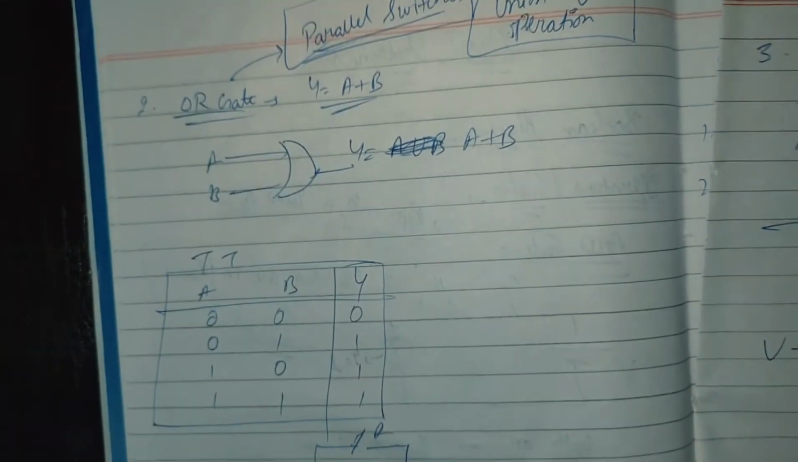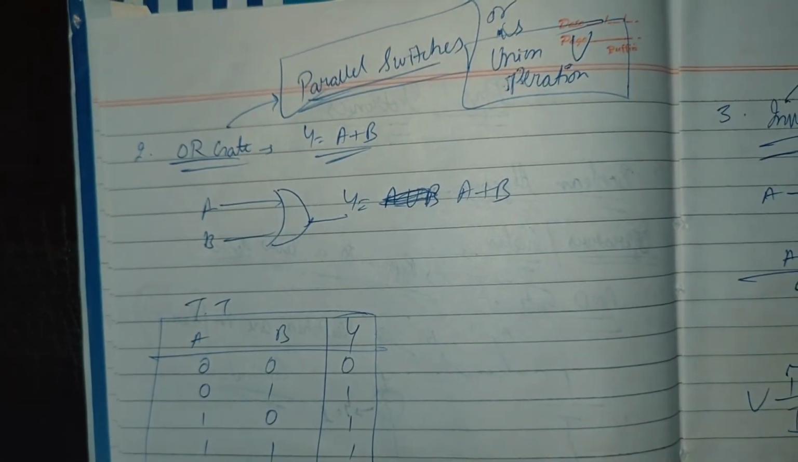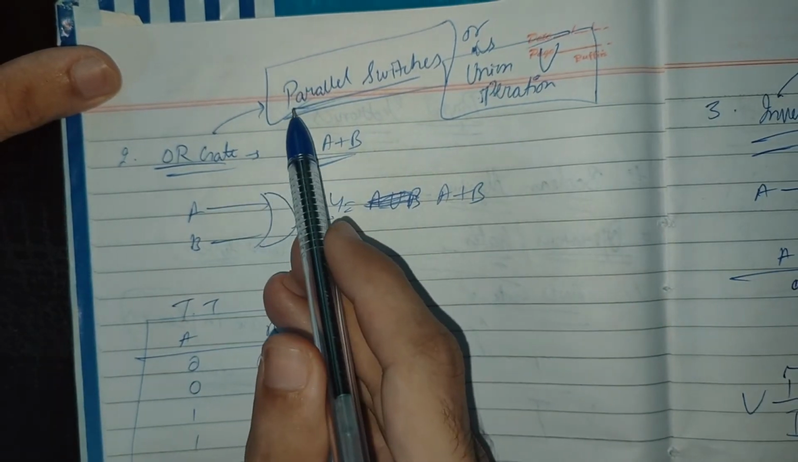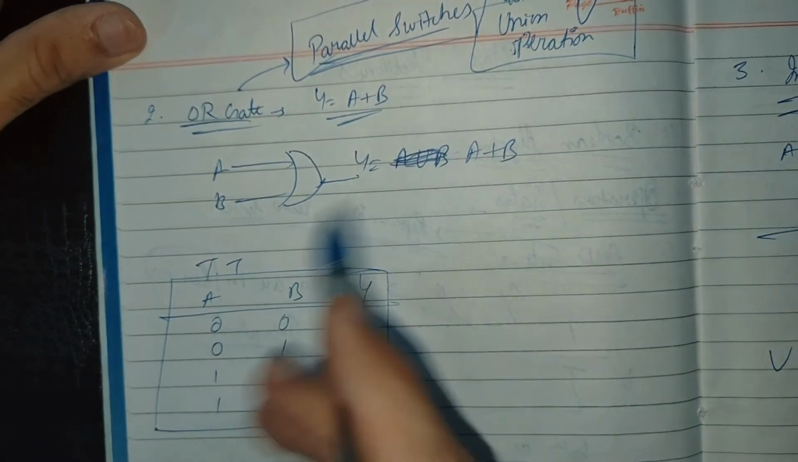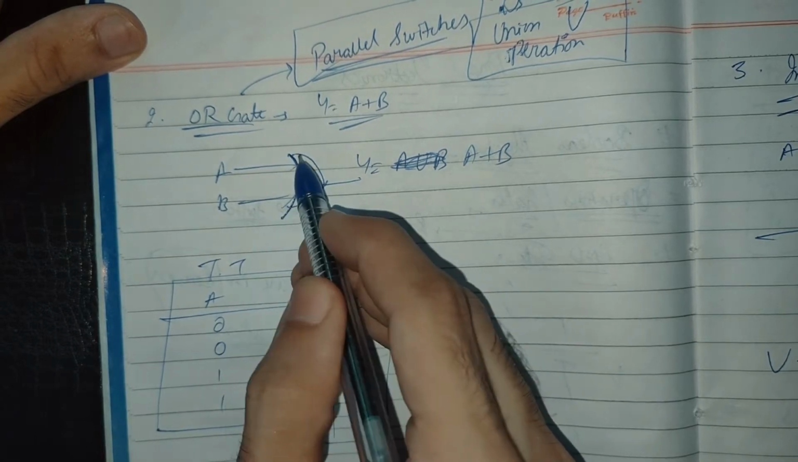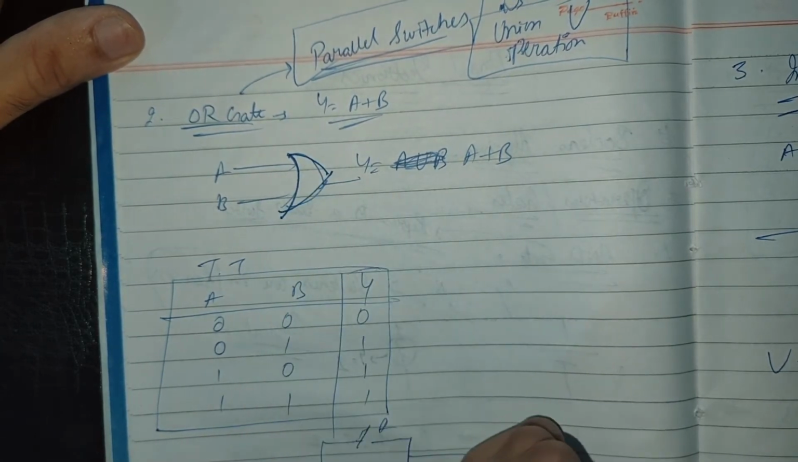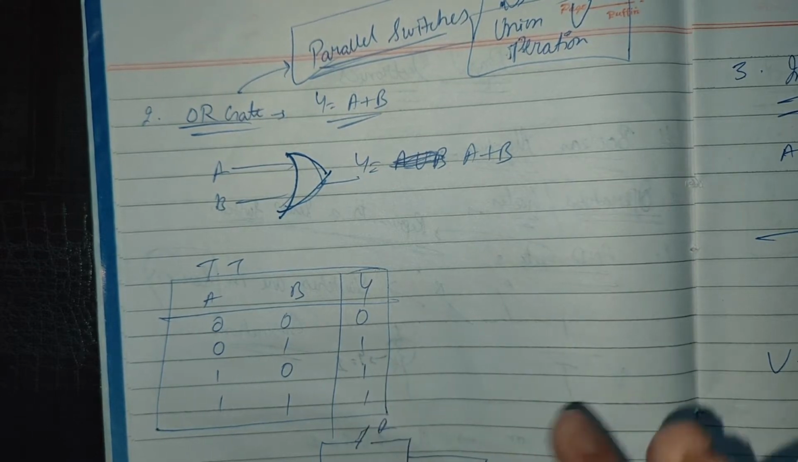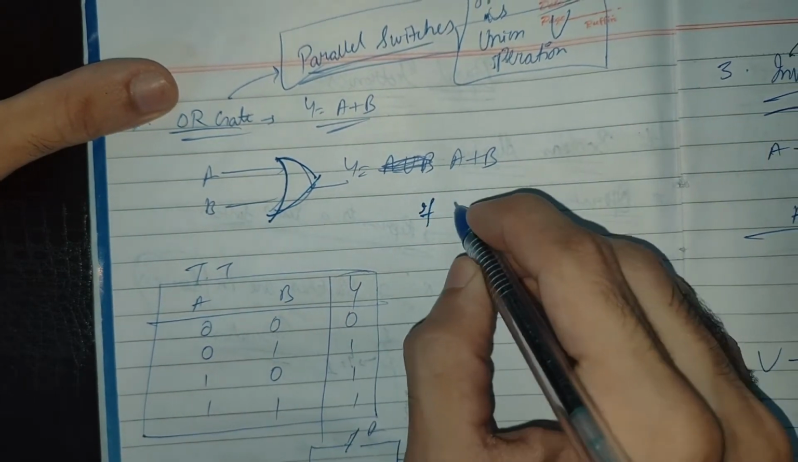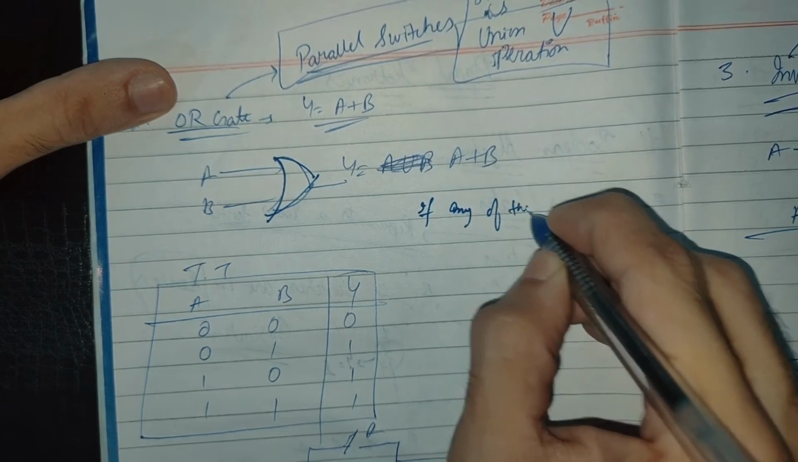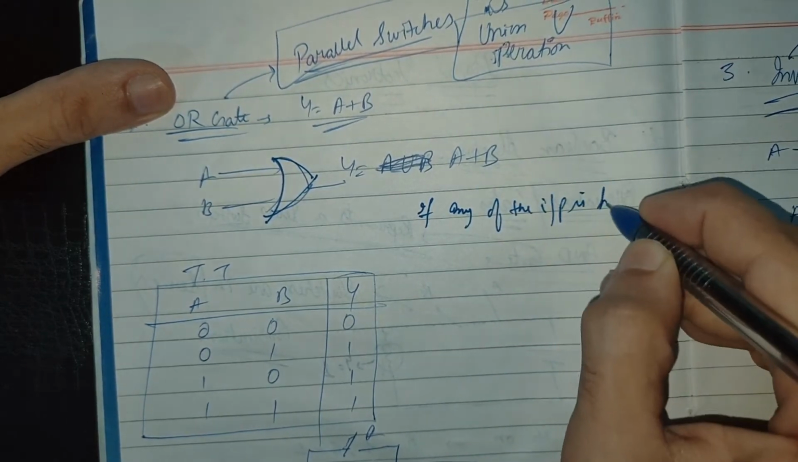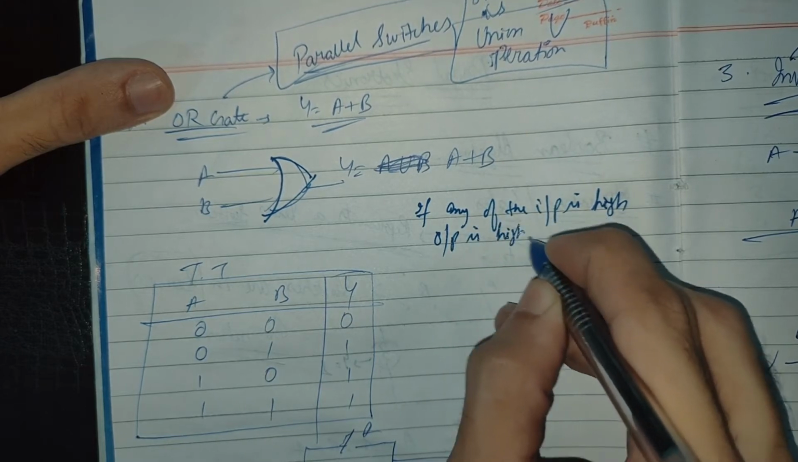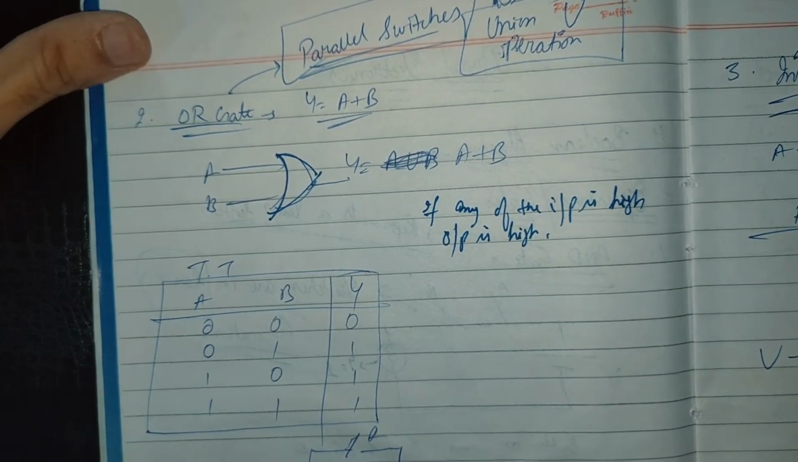Now come to the OR gate. The OR gate is a union operation in set theory, and it is the combination of parallel switches. This is the representation of the OR gate. It is slightly curved like this, and the output is 1 if any of the inputs is high. Here high refers to 1, low refers to 0.